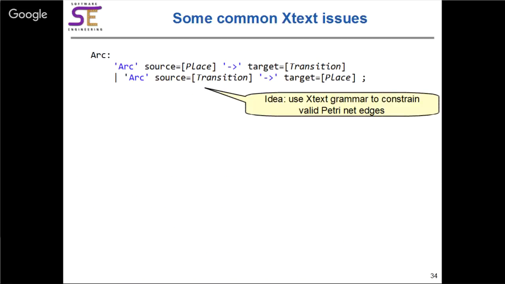There are also some more issues. So, for example, remember that we said we must only connect places to transitions and transitions to places. And so this could be a nice idea to encode in the grammar: to say, okay, if I have an arc, then I must reference a place, then write an arrow, and then reference a transition, or the other way around. So that's a very nice idea.